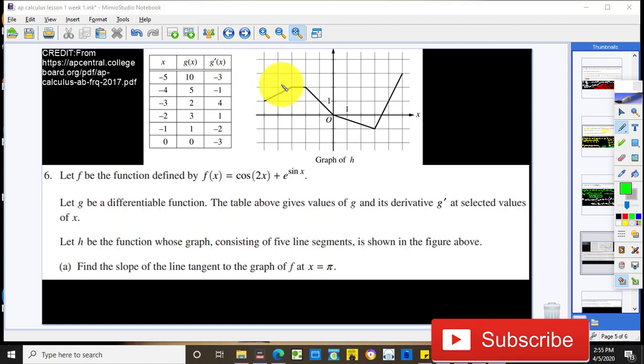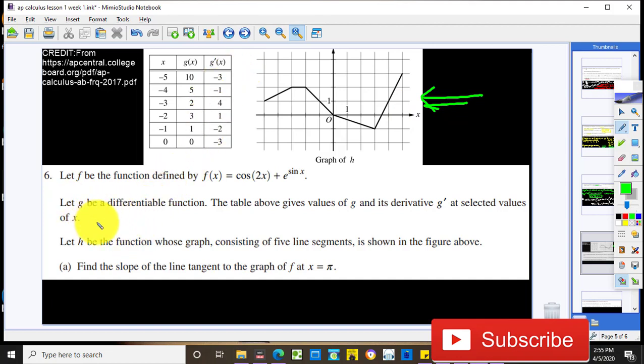In this video, we're going to be talking about question 6 from AP Calculus AB 2017 full response portion. In this problem, we're given two important pieces of information. The first one is this table where you can see the g of x and g prime of x values for specific x coordinates, and also we're given the graph of h. So we're going to be using these two given pieces of information for the following problems.